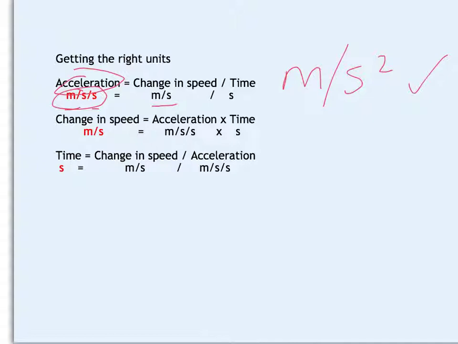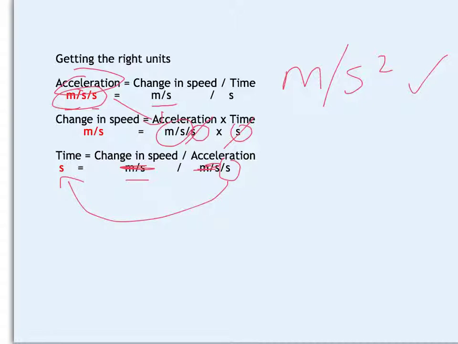So with the other versions of that equation, change in speed is acceleration multiplied by time. Well, we've said that acceleration is meters per second squared, and time is in seconds. Well, if I'm dividing by seconds and multiplying by seconds, they cancel each other out, and what you're left with is meters per second. And finally, if I've got time, change in speed divided by acceleration, so you've got meters per second divided by meters per second squared. If I take that meters per second and that meters per second, they cancel each other out. What am I left with? Seconds. So whatever you do to the numbers, you do to the units as well.